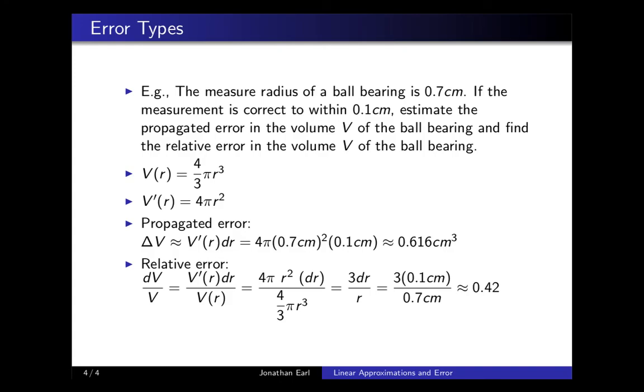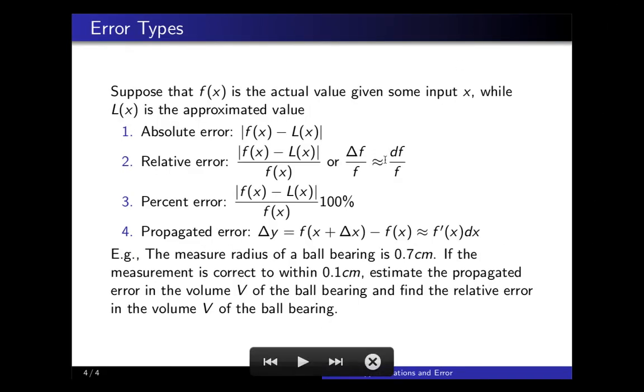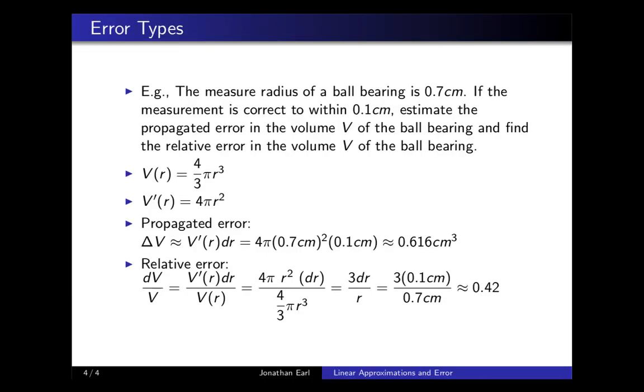Again, that gives us a number, but it doesn't have any context, because maybe we're not sure how good of an error that is. In some contexts, 0.6 centimeters cubed might be very good, in others not. So we look at the relative error, which is approximately df, or in our case dv, divided by v. So dv over v is v prime of r times dr, all divided by v of r.